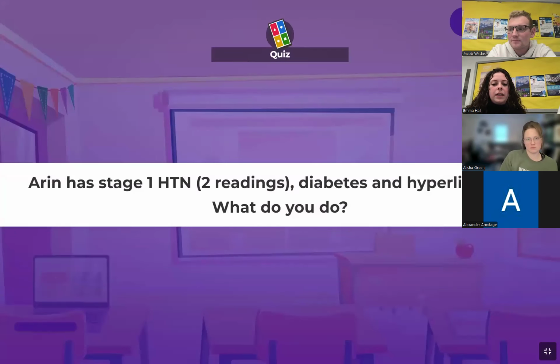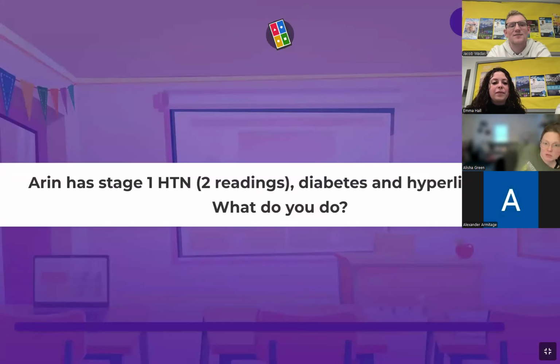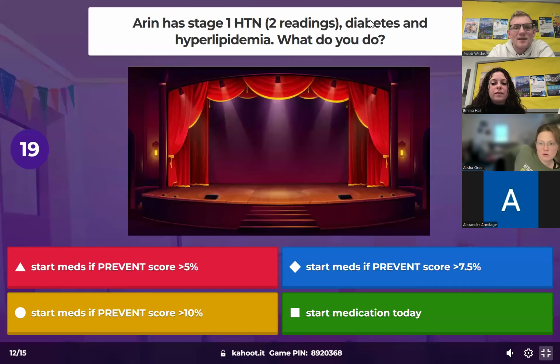Toxic one if the potassium is in the upper limit of normal. Alex, we'll go back to that question after this one. So Aaron has stage 1 hypertension, diabetes, and hyperlipidemia. What do you do? Well, I think she updated this one.